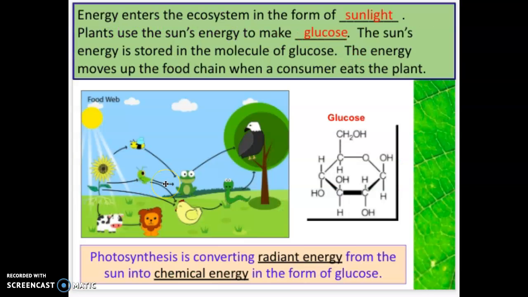All right, so energy enters the ecosystem in the form of sunlight. Plants use the sun's energy to make glucose. This energy is stored in a molecule of glucose. It's stored in the chemical bonds in the sugar molecule. And the energy moves up the food chain when a consumer eats the plant. All right, photosynthesis is converting radiant energy from the sun into chemical energy in the form of glucose.